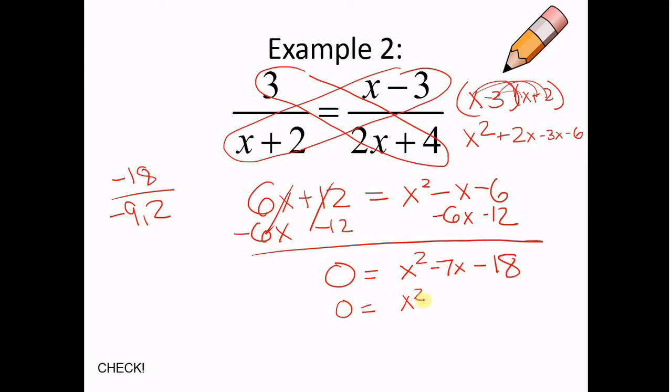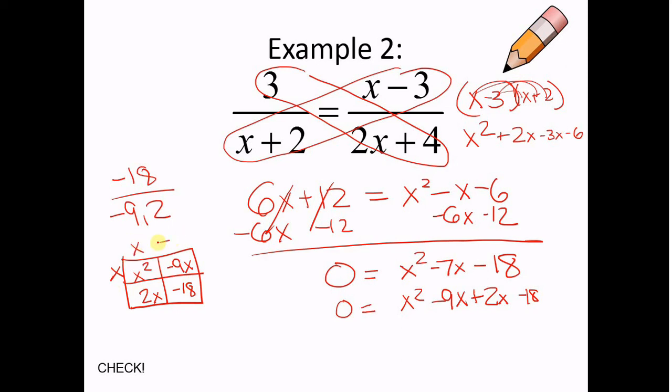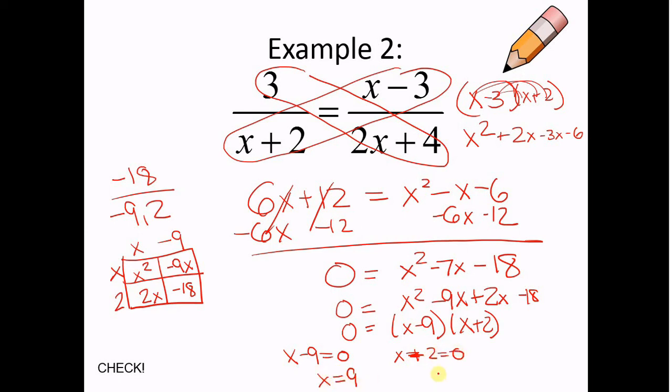So I rewrite my inside here. I'll get x squared, negative 9x, positive 2x, and a negative 18. X, negative 9, positive 2. So 0 equals x minus 9, x plus 2. So if I would set those both equal to 0, x minus 9 equals 0, or x plus 2 equals 0, I get x equals 9, or x equals negative 2.